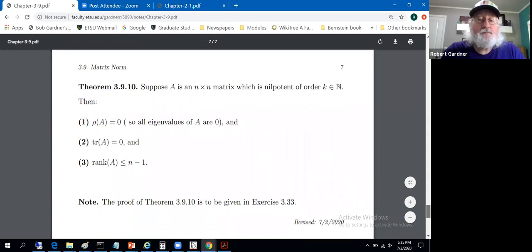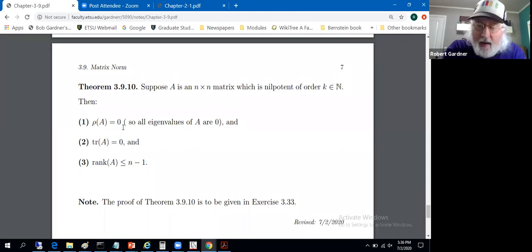The last claim relates to nilpotent matrices of order k. It's just a little add-on topic here. Suppose A is n by n, which is nilpotent of order k. The claim is the spectral radius of A is 0. Well, that's a bound on the largest eigenvalues of that matrix. If the largest one has size 0, they're all size 0. All eigenvalues of matrix A must be 0, in other words. The trace of A must be 0, another implication, and the rank of A must be less than or equal to n minus 1. It's not full rank. That's what the third part says.